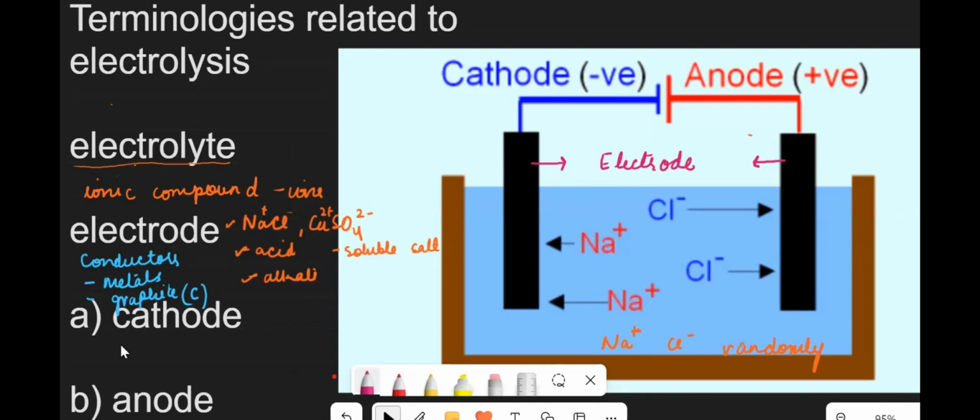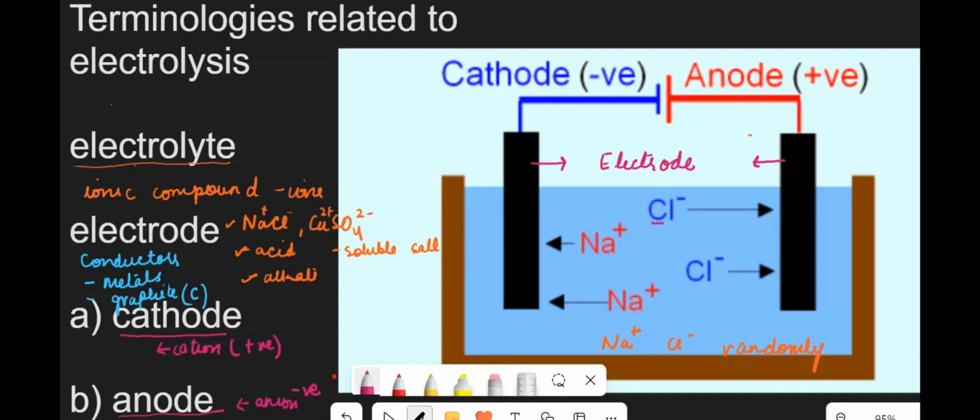Now, these electrodes are of two types. Number one, we call it the cathode, and the other is known as the anode. Why do we call them cathode and anode? The electrode towards which the cations, that means the positively charged ions, are attracted is known as the cathode. The electrode towards which the anions are attracted, we call the anode. Anions are basically your negatively charged ions, right?